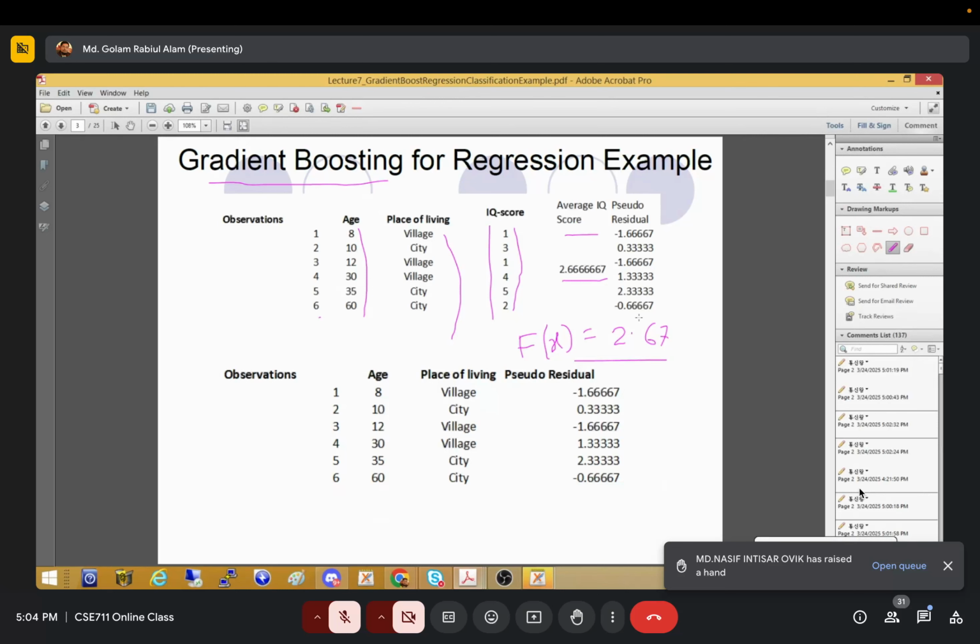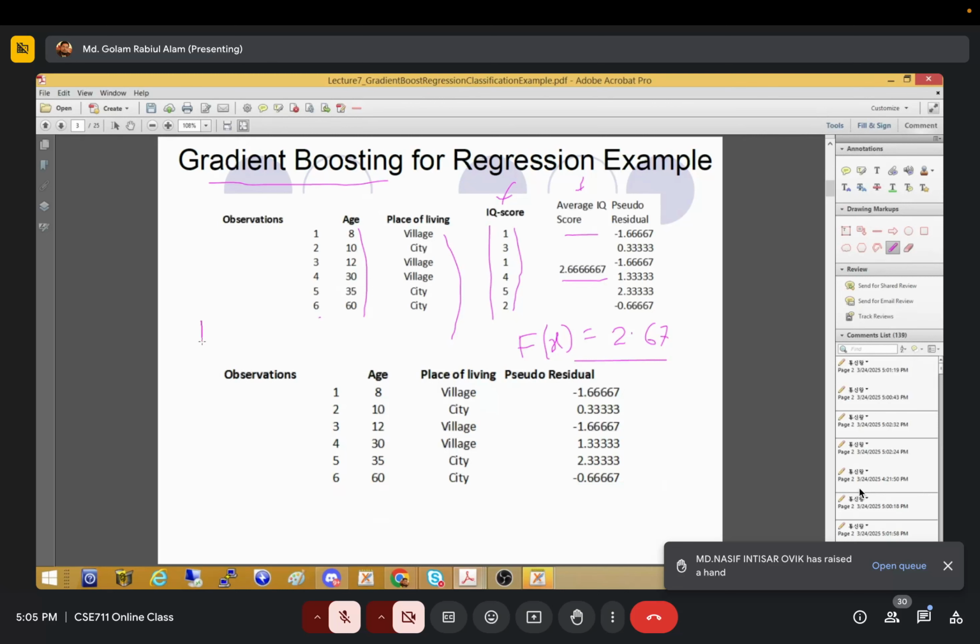After finding the base model, the next thing is to find the pseudo residual, because we know that the pseudo residuals are our gradients. That's why we need to find the residual. Here we have the average IQ score and the original IQ scores. How can we find the pseudo residual?